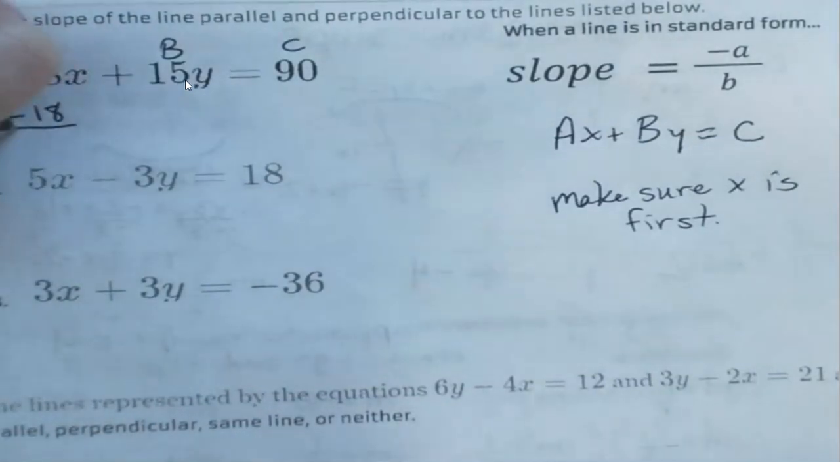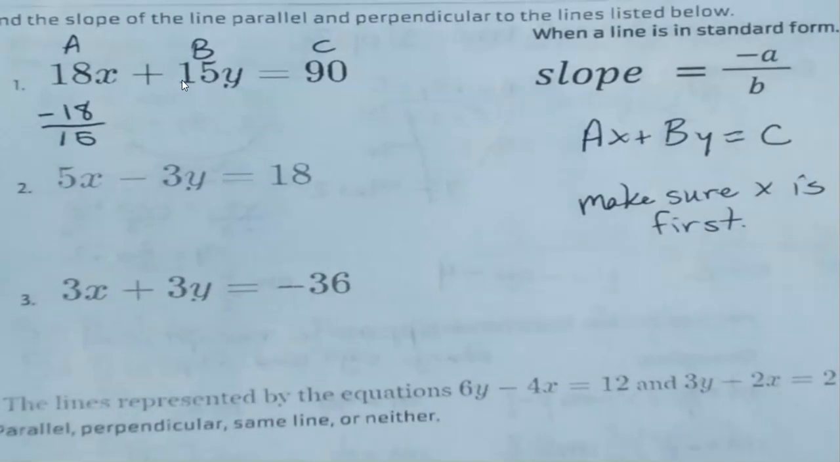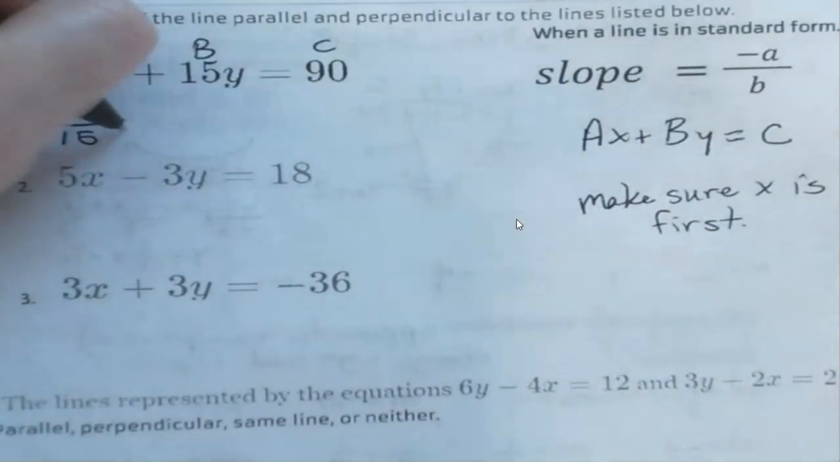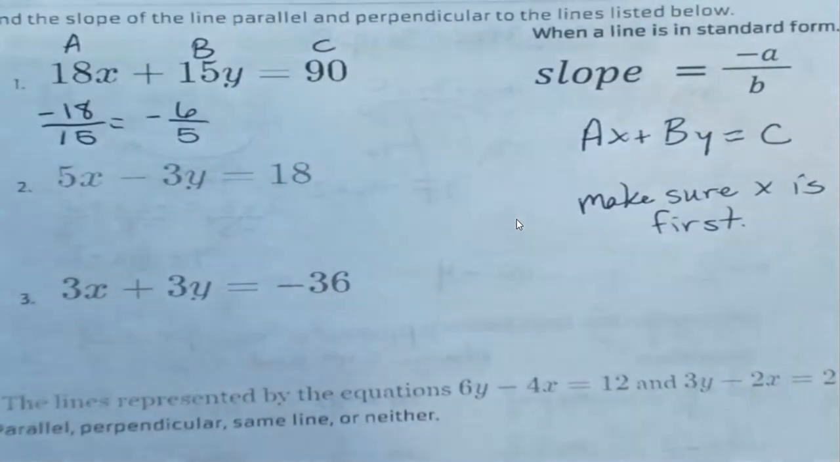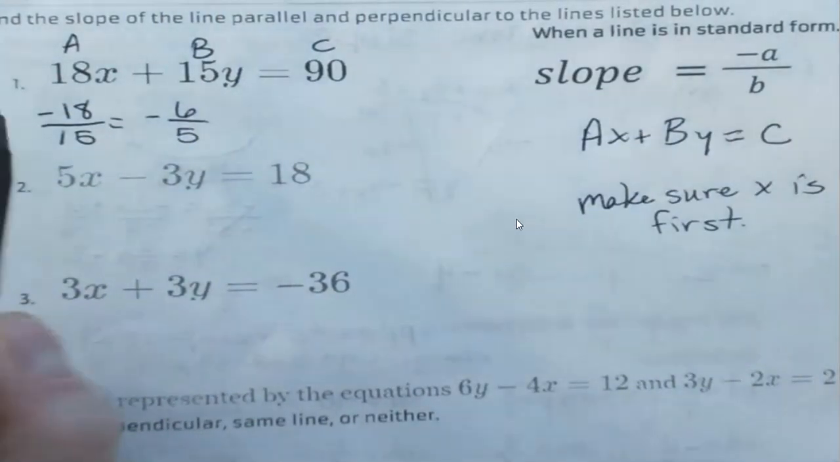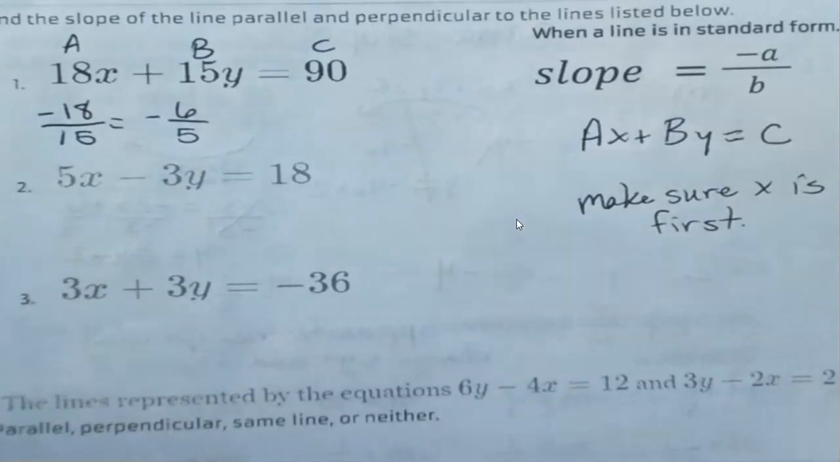-18 over 15 is going to be my slope. And we're going to simplify that. Remember, you can also do that in the calculator if you need help simplifying. But both of these divide by 3. So -6 over 5 is what that simplifies to. Divide both of them by 3. And only one of them's negative, so it remains negative.